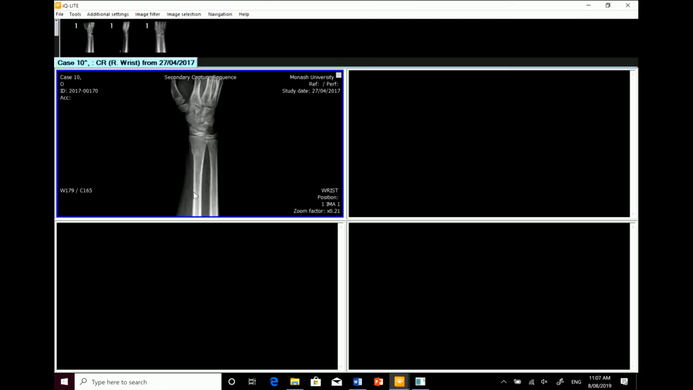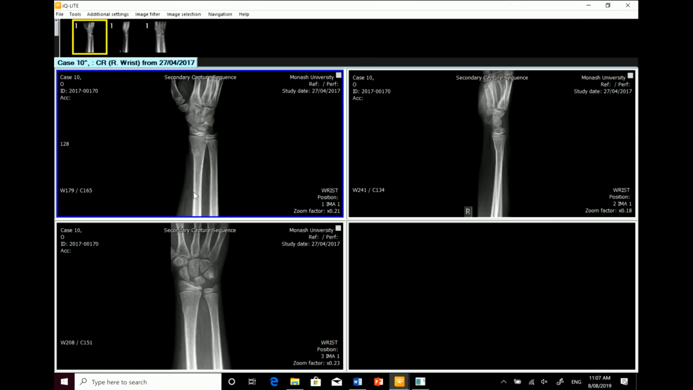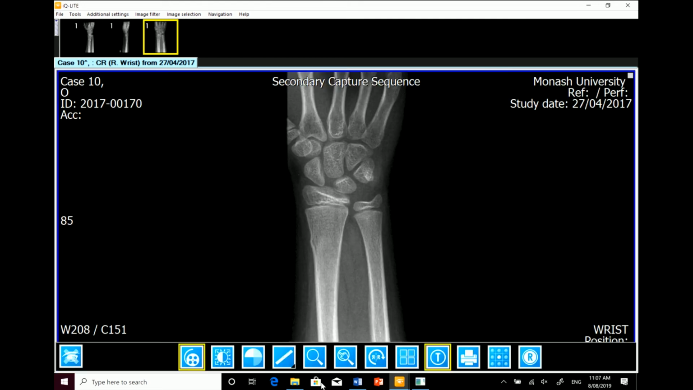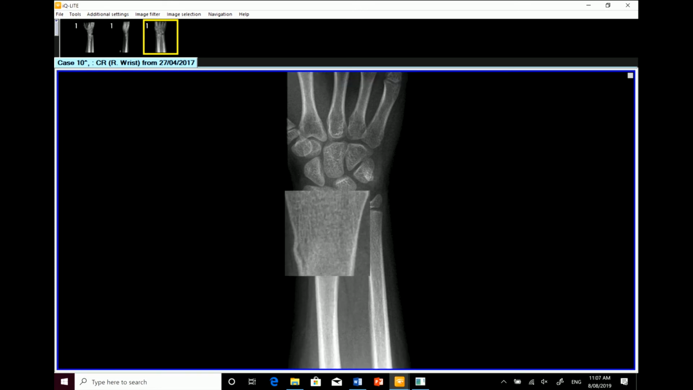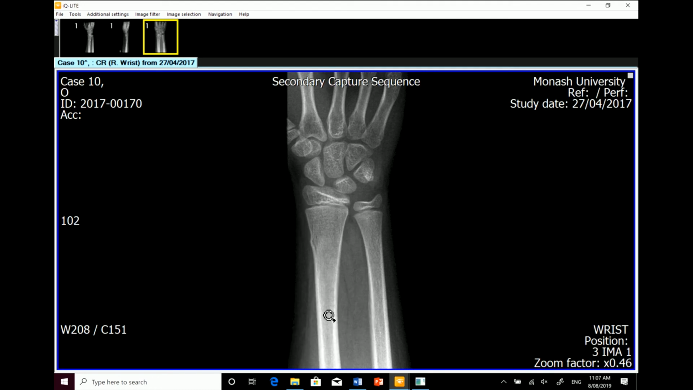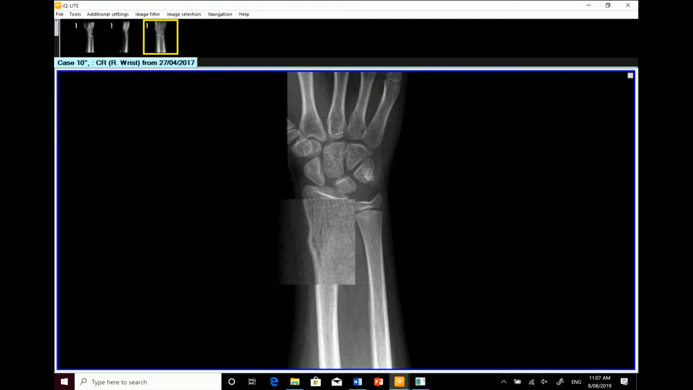And then our final case, it's a patient who fell onto the wrist, right wrist, and query a fracture. So on the AP view, if we just again pick up our magnifier, we are able to see that this cortex is intact on the one side, but it's disrupted on the other side.